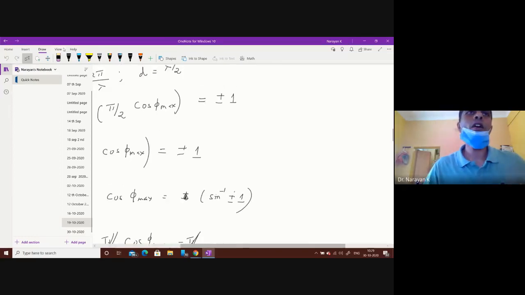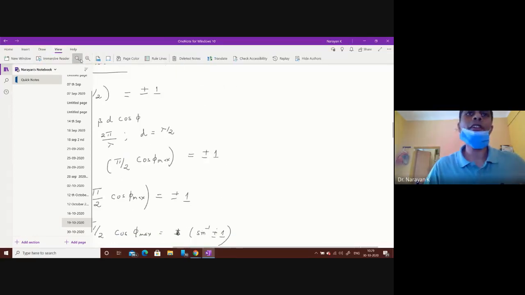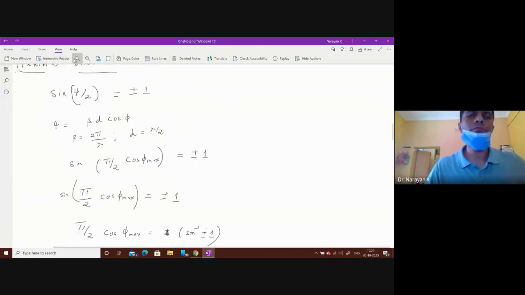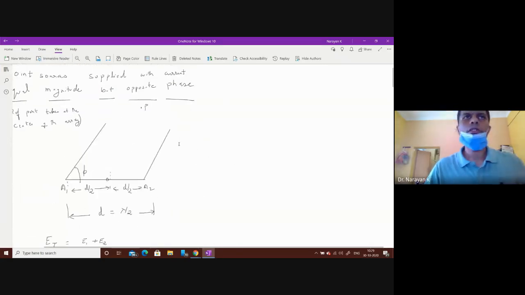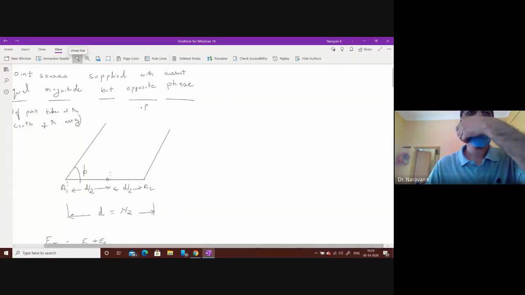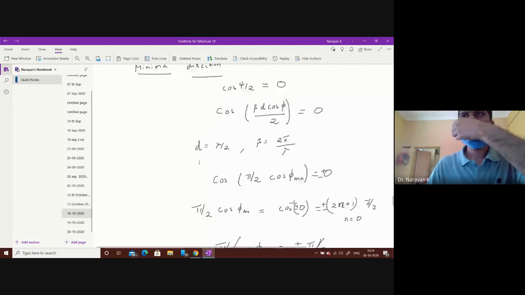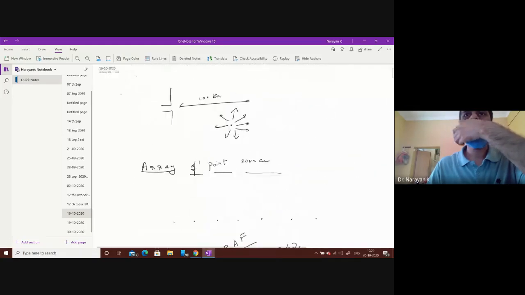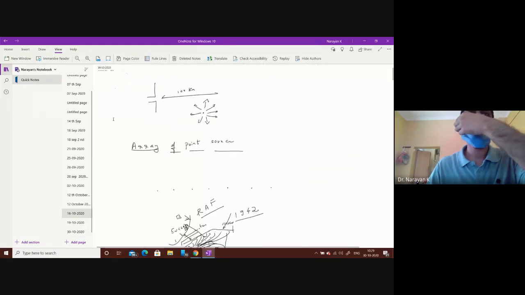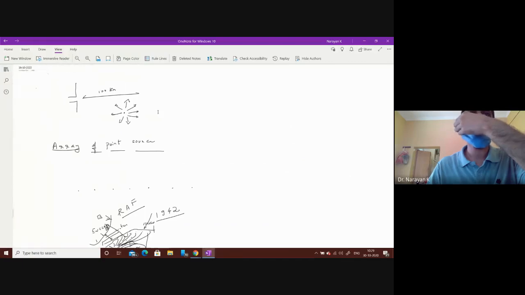I'll just do a small recap of what we have done in the previous class before we go forward. Two point sources supplied with currents of equal magnitude, opposite phase. One second, I'll just do in phase also. So this is a small recap of what we have done so far in the last two classes. I will do it before going forward.